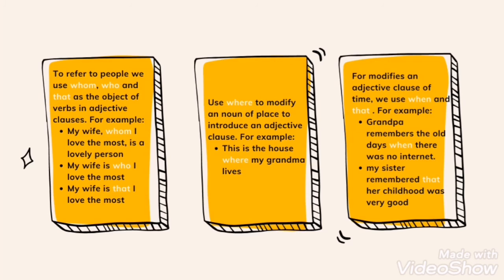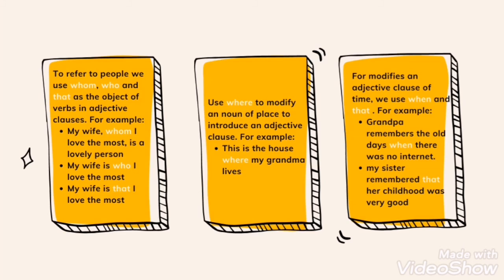On the left side, we have whom, who, and that to talk about people as the object of the verb in the adjective clause. My wife, whom I love the most, is a lovely person. My wife is who I love the most, and my wife is that I love the most.